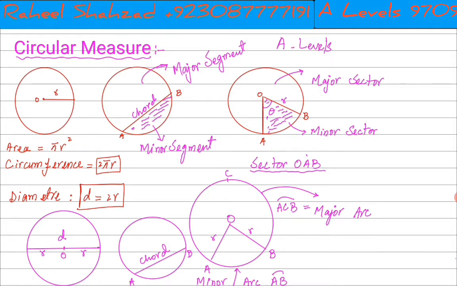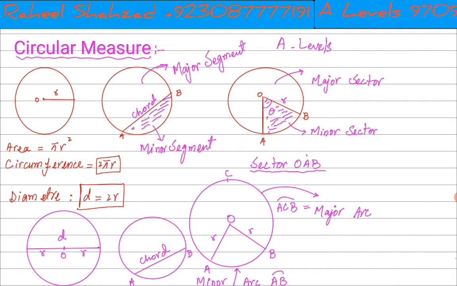What is a chord? A chord starts from a point on the circle and goes straight to a second point. This is known as a chord. It divides the circle into two parts, called segments. The smaller one is known as the minor segment, and the second one is known as the major segment. Now, a diameter is also a chord, one that passes through the center.